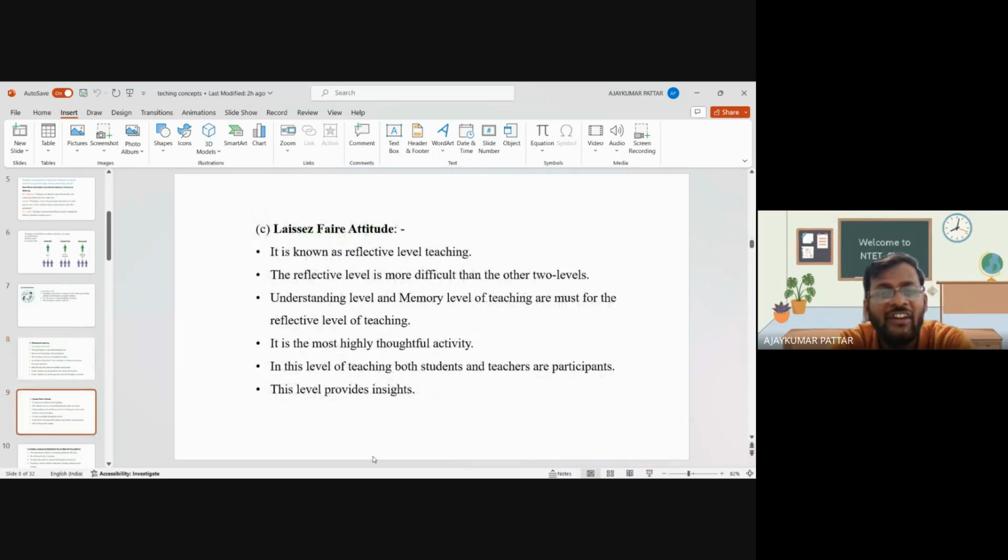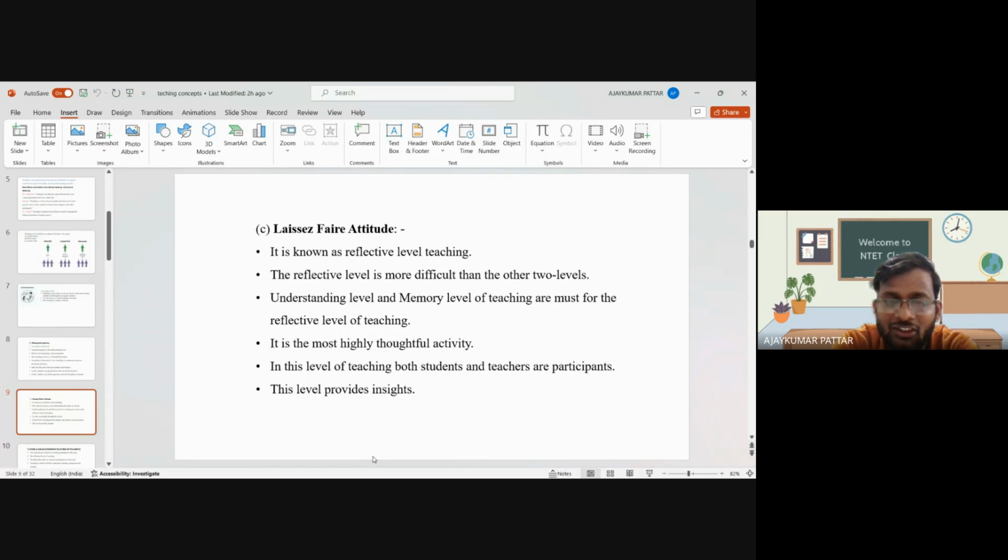Next, laissez-faire attitude. What is laissez-faire? It is a reflective level of teaching. So what is a reflective level of teaching? We will discuss. Reflective level is more difficult than the other two levels of teaching. Before this level, there are two levels we learn, that is memory level and understanding level. Before going to the reflective level, these two levels are important.